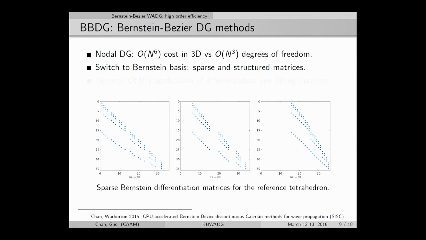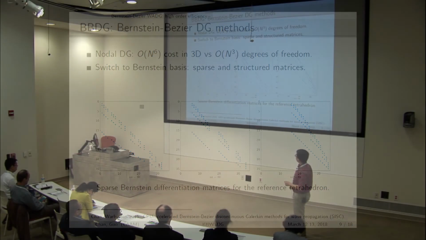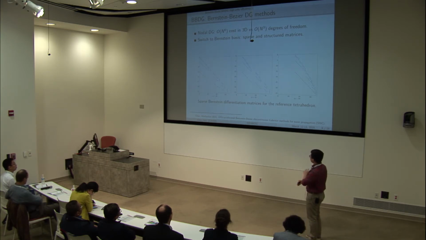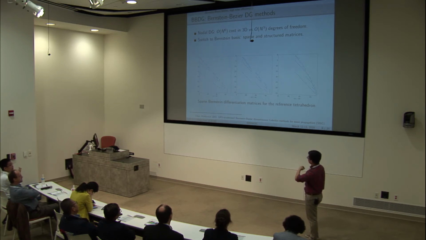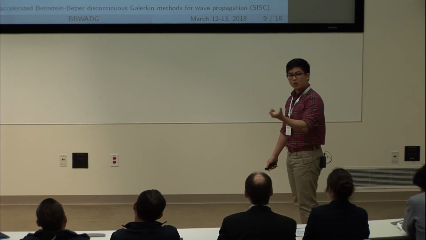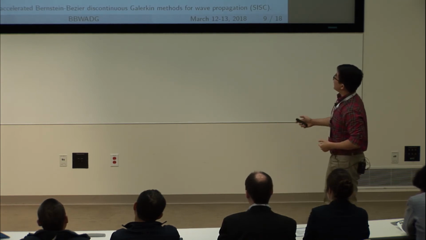But what happens is if you look at the matrices, they become really, really sparse. These are the differentiation matrices for Bernstein bases, and you can actually bound the number of non-zeros per row by d plus 1, where d is the dimension that you're solving in. So these are fantastic for GPUs. You just store the values and the column IDs, and you get a very, very efficient lookup. You reduce the amount of memory you have to load from global memory by a huge factor.